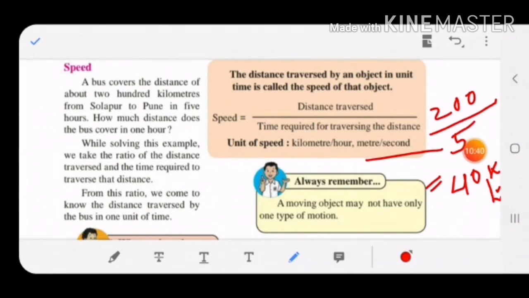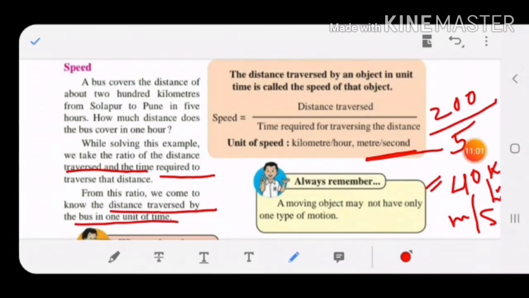So while solving this example, we take the ratio of distance traversed and time required. The distance from Pune to Solapur, we have taken 200, divided by time, which was 5. So how much is the speed? 40 kilometer per hour. If the distance is smaller, we can measure in meter per second. So from this ratio, we come to know the distance traversed by the bus in 1 unit of time. So what is the definition? The distance traversed by an object in unit time is called the speed of that object. So learn this definition, its formula and units: kilometer per hour, meter per second.